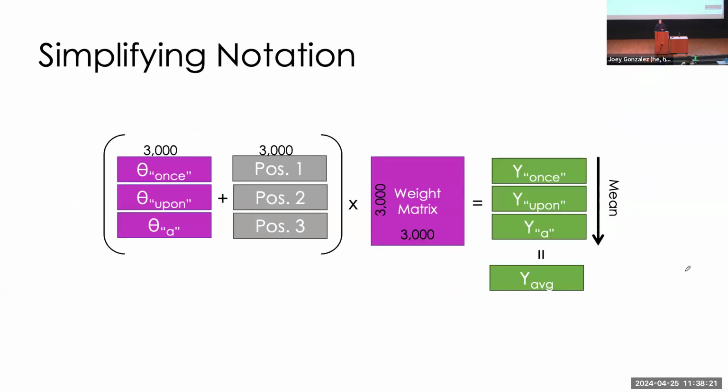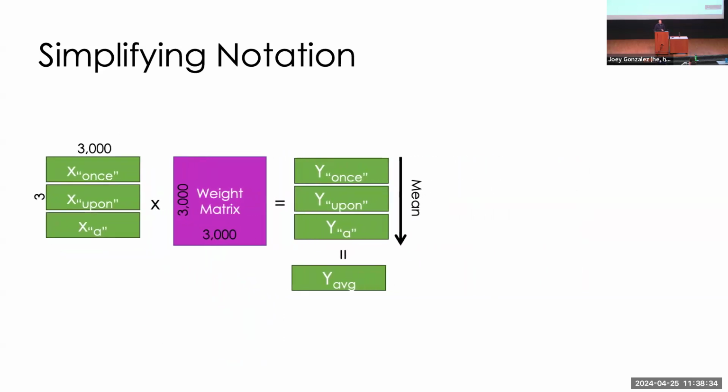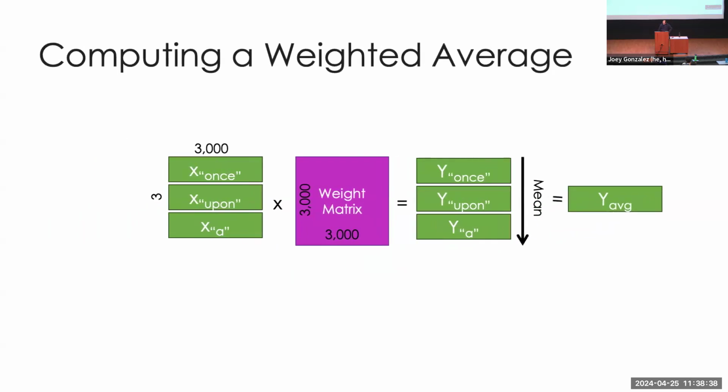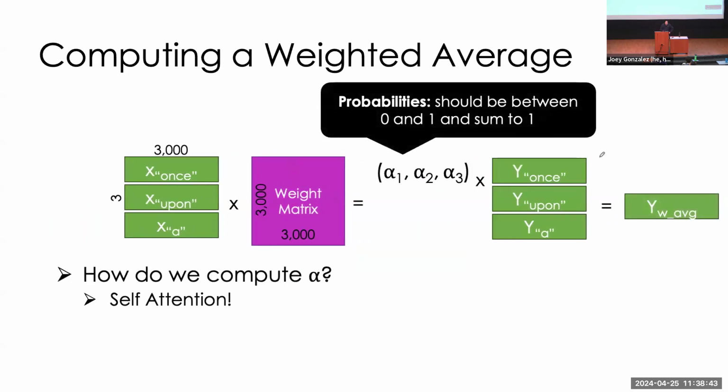So one thing that I want to do is simplify notation, since carrying all these thetas and these positions and stuff around is cumbersome. I'm going to just change these and say, there's these vectors X that were built up somehow. Just make it simpler. So my vector is X. And the magic is going to happen here. Let me build this out. Right here. Instead of taking an average over these Ys, I'm going to take a weighted average.